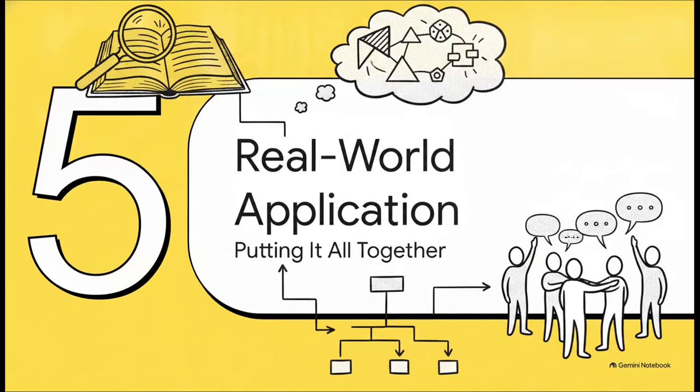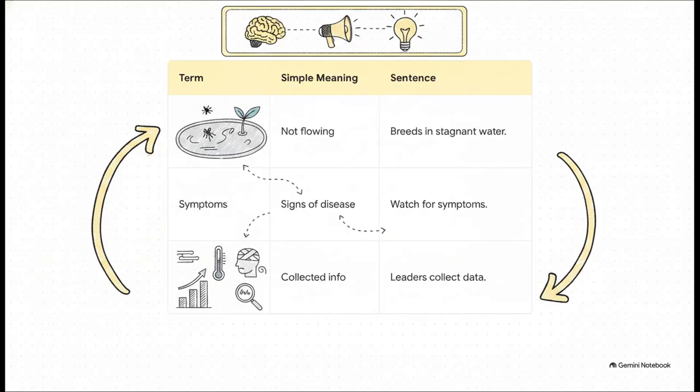Which leads us nicely into Section 5, Real-World Application. Let's put it all together. Let's see how all these linguistic tools actually empower a community to take action. We take a technical term, say stagnant water, give it a simple meaning, water that is not flowing, and then drop it into an active sentence. The Aedes mosquito breeds in clean, stagnant water. Or take symptoms, defined simply as signs of a disease and used in a clear directive. Watch for common symptoms like fever and body pain.